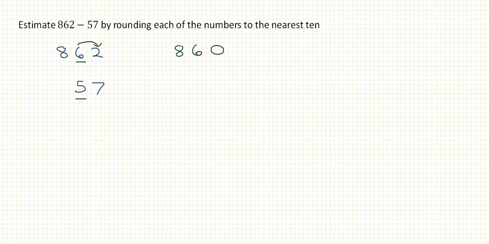And we have 5 as the number in the tens position. We look to the right, that number is 5 or more. And so we're going to round up to 60, and then we can subtract. And then we have 0 here, 6 minus 6 is 0, and then we have 800.